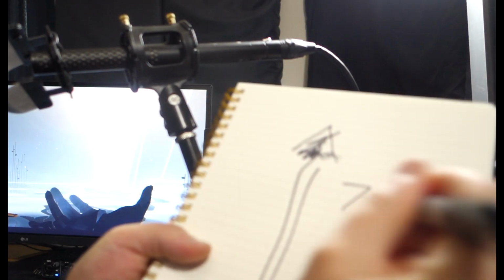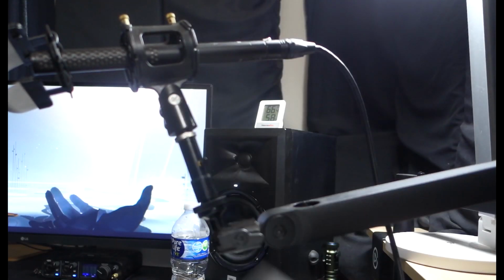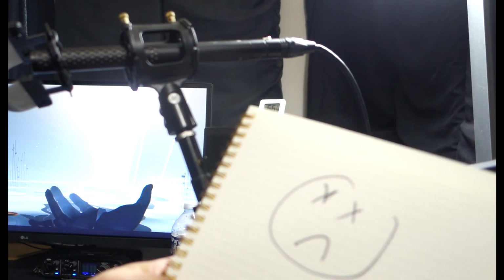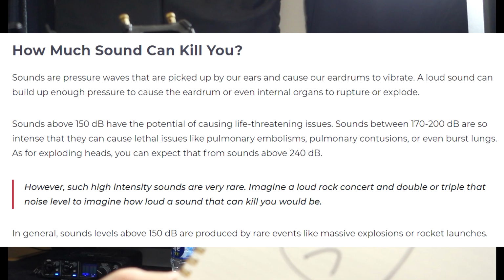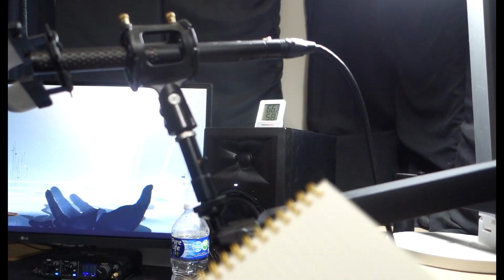When you look at some of the graphs online regarding 32-bit float recording, one of the most popular images is a big arrow going all the way up, and it goes 770 decibels. First off, actually at that 770 decibels, you would die. You would die at around 200 dB. So when they say you can go all the way up, it's kind of like, yeah, but you're going to die. What's the point of that, right?